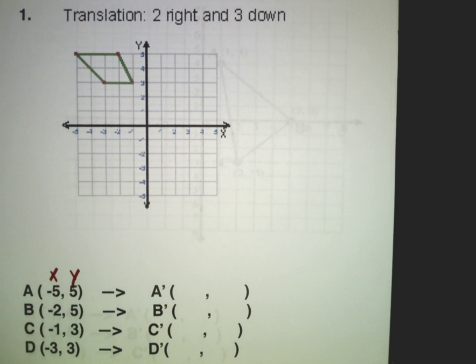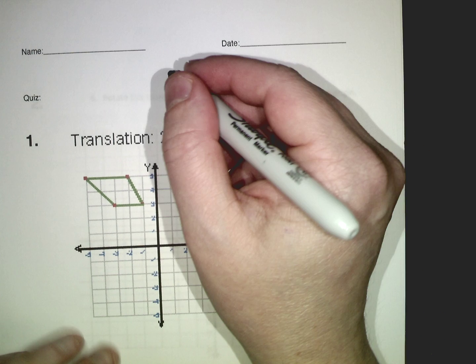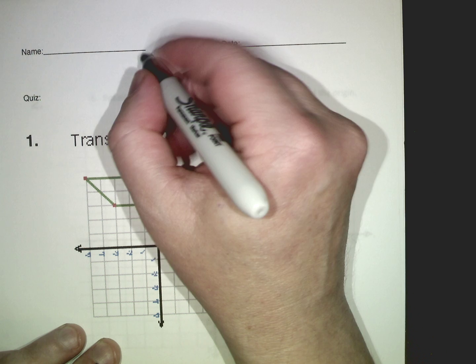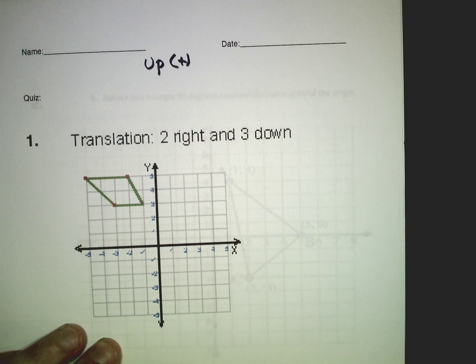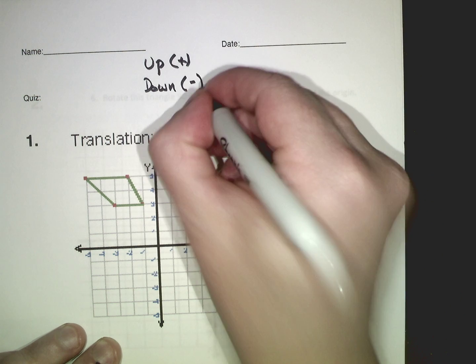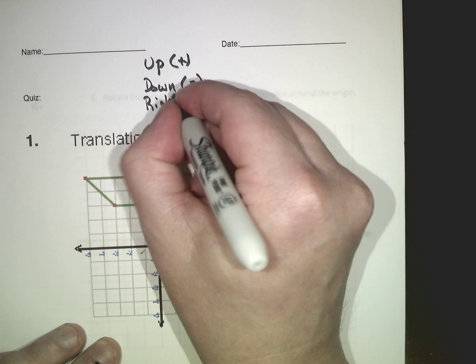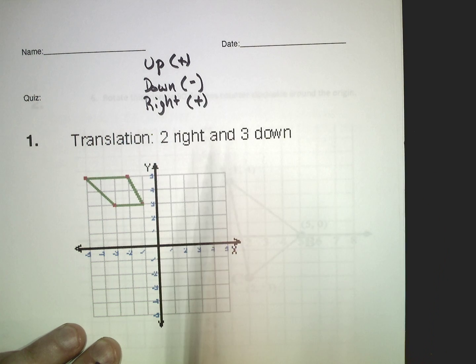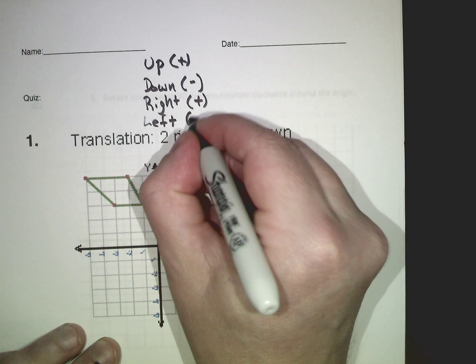Now, our translation. We have to remember something with translations. On the top, I'm going to put this. If we're going up, it's positive. If we're going down, it's negative. If we're going right, it's positive. And if we're going left, it is negative.